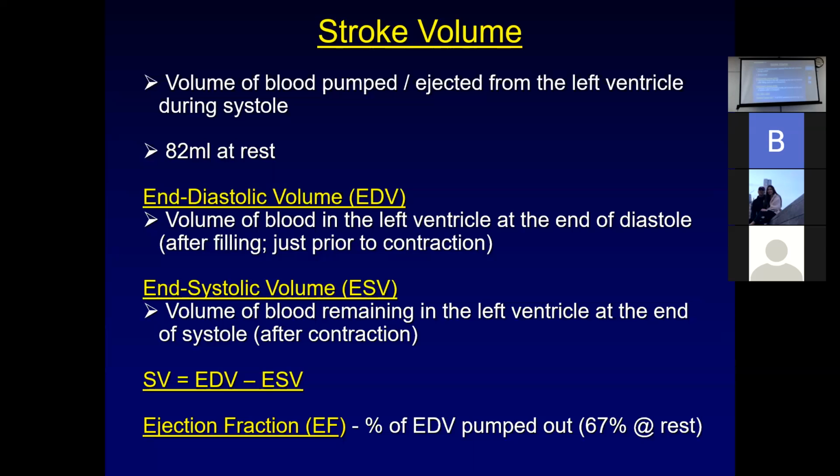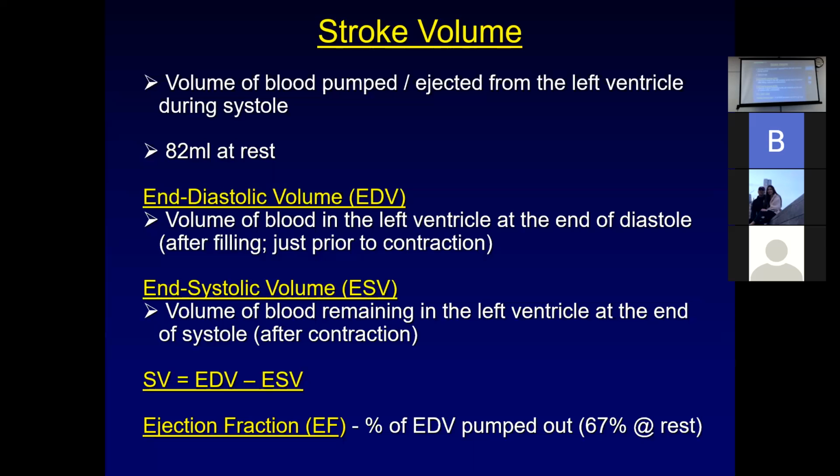Ejection fraction, which is a really important measure of cardiovascular function, is the percentage of end diastolic volume that is pumped out with each ventricular contraction. At rest, most of you are at about 66, 67%, somewhere between 60 and 70%. That means you're ejecting about two-thirds of the blood in your ventricle every time your heart beats.